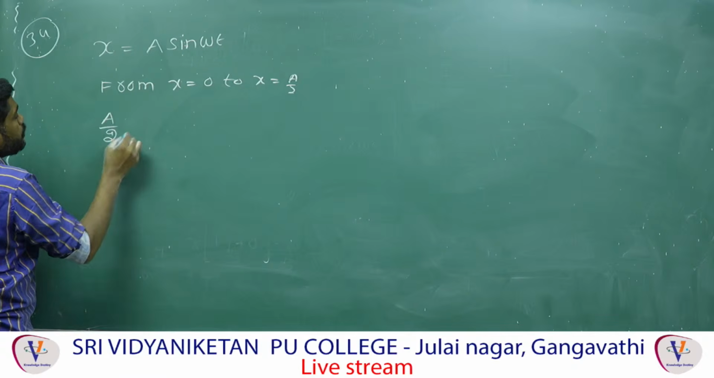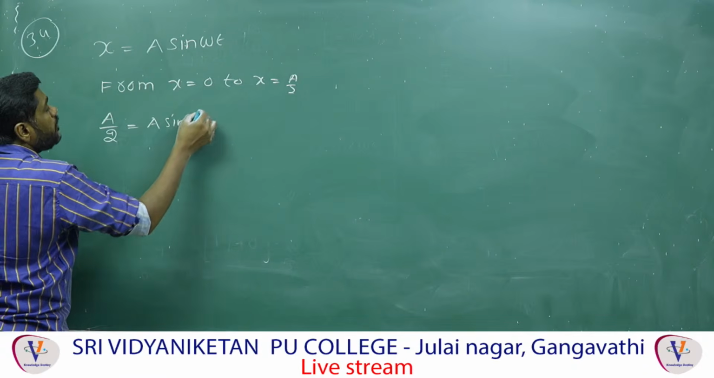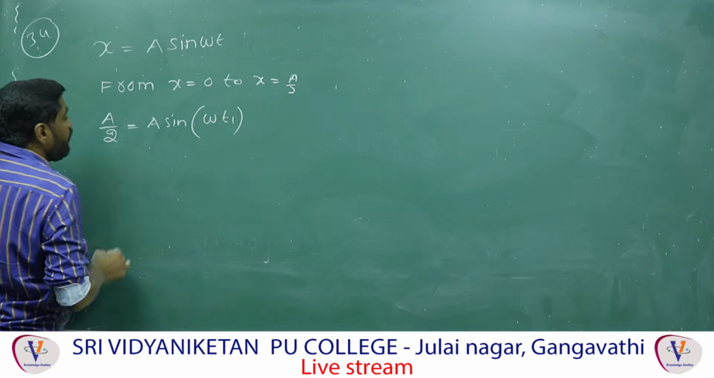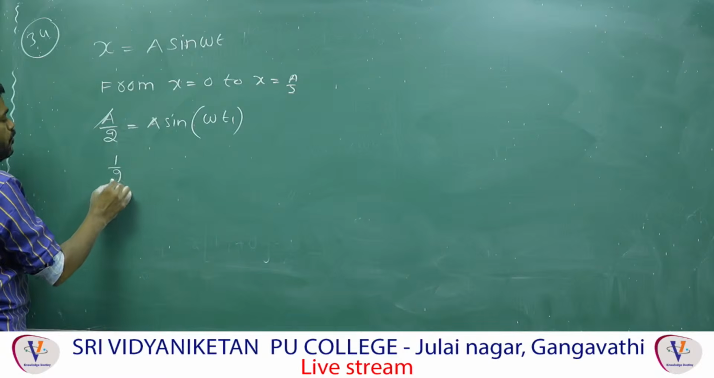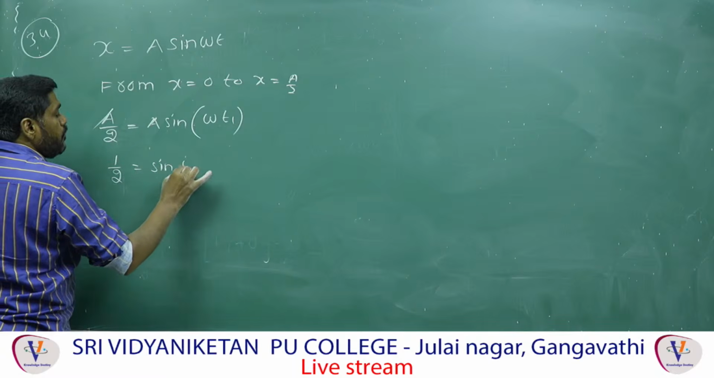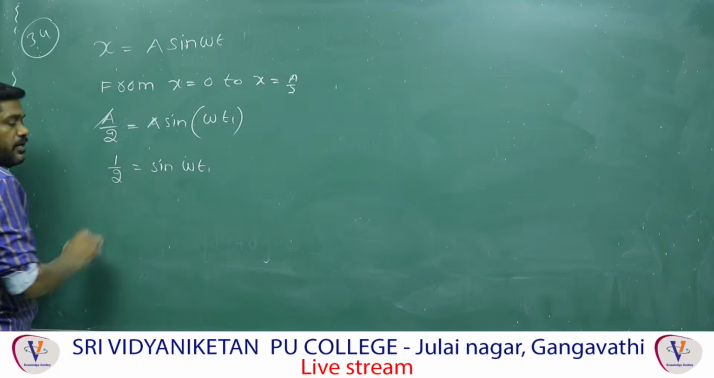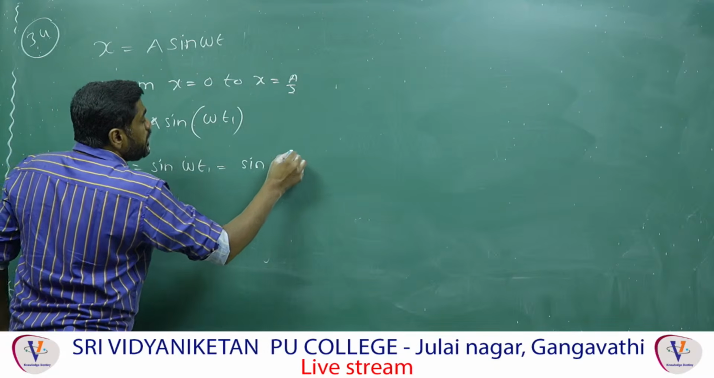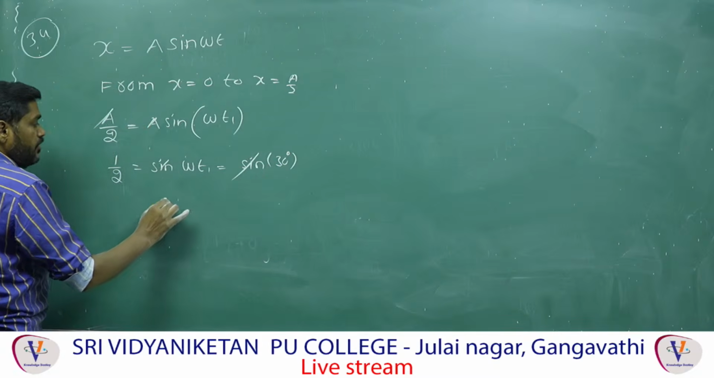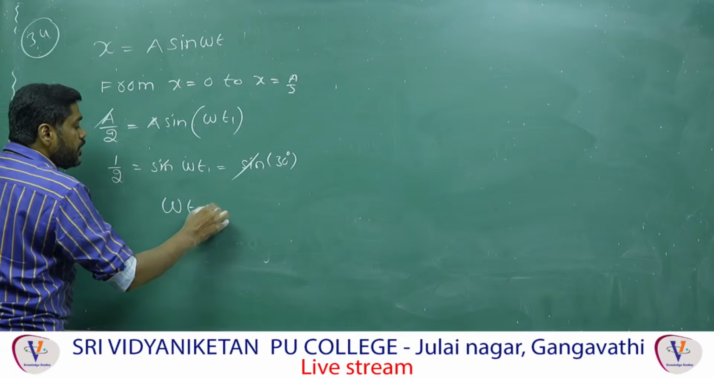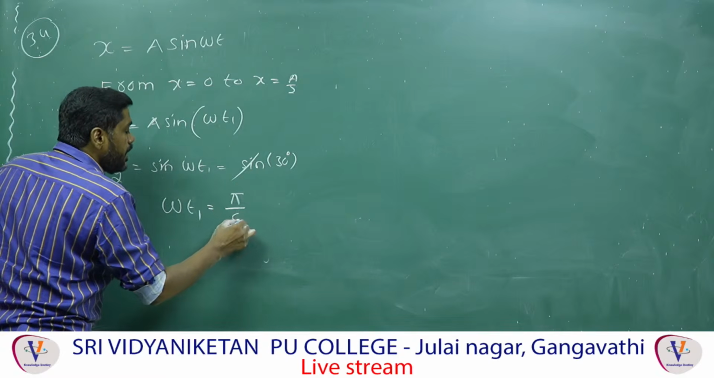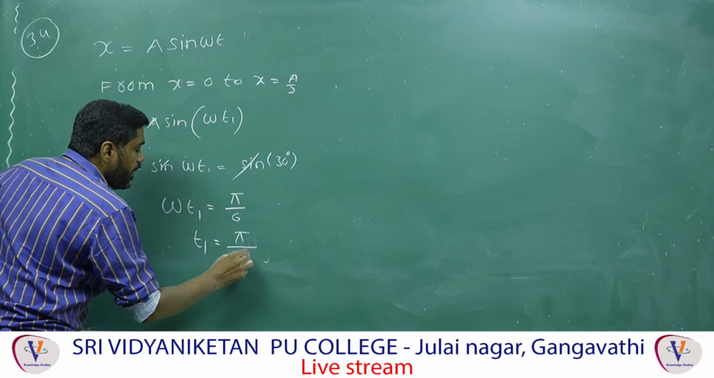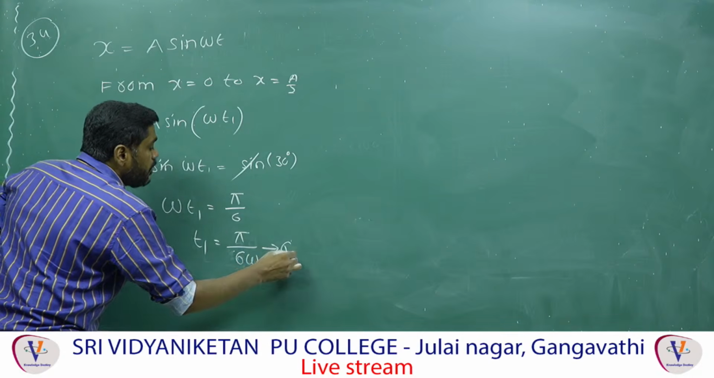Therefore, a by 2 is equal to a sin omega, into T1. Therefore, now a cancel, that is equal to 1 by 2 is sin omega T1. Therefore, sin will come, it is equal to sin 30 degrees, right? Sin cancel. Therefore, omega T1 is equal to 30. We can write pi by 6, and T1 is equal to pi by 6 omega. This is equation number 1.